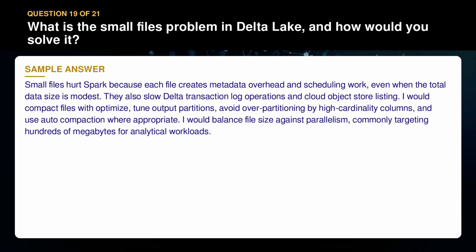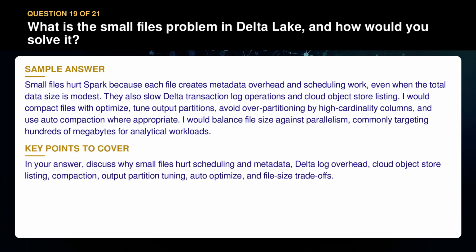I would compact files with OPTIMIZE, tune output partitions, avoid over-partitioning by high cardinality columns, and use auto-compaction where appropriate. I would balance file size against parallelism, commonly targeting hundreds of megabytes for analytical workloads. In your answer, discuss why small files hurt scheduling and metadata, Delta log overhead, cloud object store listing, compaction, output partition tuning, auto-optimize, and file size trade-offs.